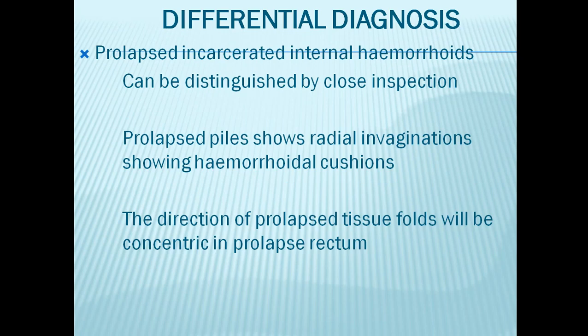Prolapsed piles: you can see radial invaginations showing hemorrhoidal cushions. So something which has prolapsed. External hemorrhoids are already there outside the rectum, but internal hemorrhoids, when they prolapse, may undergo incarceration, but they show radial invaginations at the site of hemorrhoidal cushions. So the direction of prolapsed tissue folds will be concentric in prolapsed rectum, whereas in prolapsed piles you see radial invaginations.